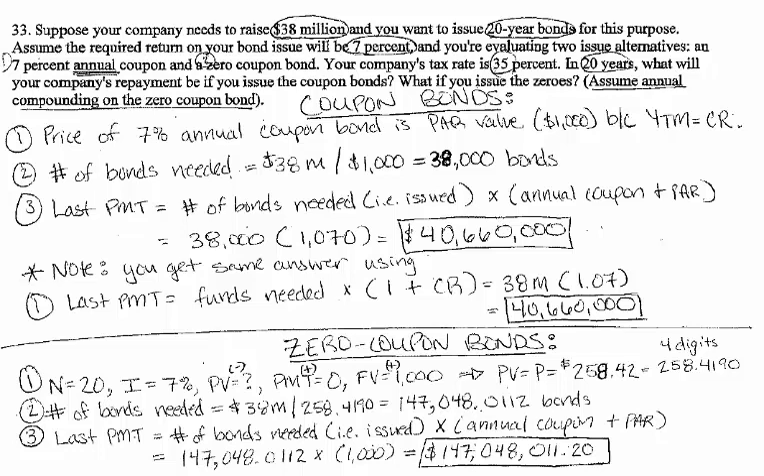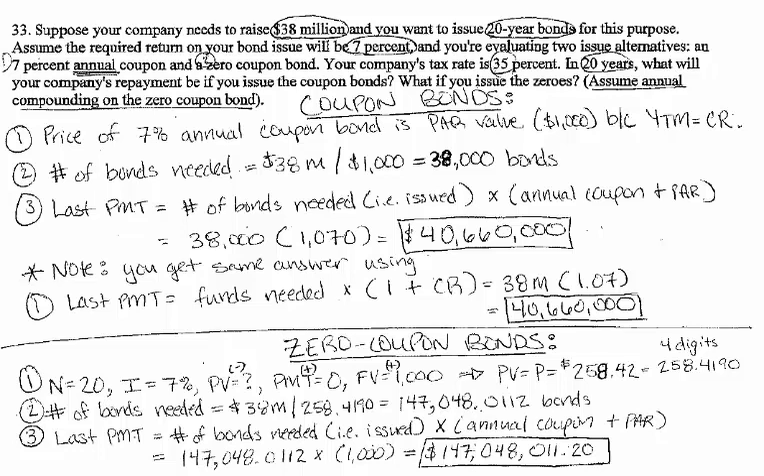Now, what they're asking here is what will your company's repayment be if you issue these coupon bonds in year 20? Well, you've been paying interest along the way, but in that last year, you not only have an interest payment, but you also have to pay back the par value, the principal. So you take the number of bonds that you've issued, which is 38,000, and you multiply them by one annual coupon, because it's an annual bond, plus par, which is $1,000 plus $70, that annual coupon, right? So you multiply all that together, and you're going to write a big fat check in that year of $40,660,000. Okay.